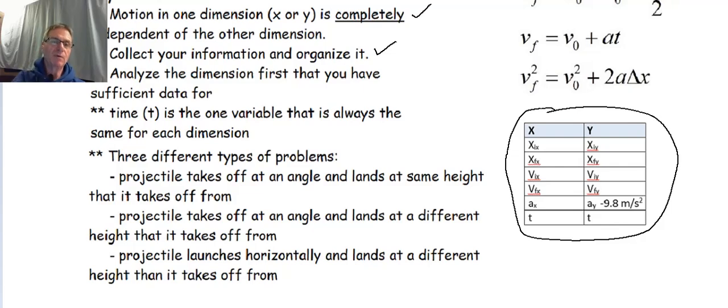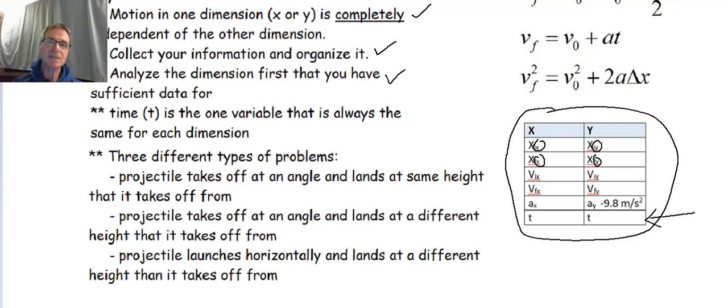The next step is analyzing the dimension that you've got the most data for. Many times this is going to be the Y dimension. And many times it's easier to find the time in the Y dimension and then apply it to the X dimension. Notice that in our table here, all of our variables have subscripts, all of them except for time.